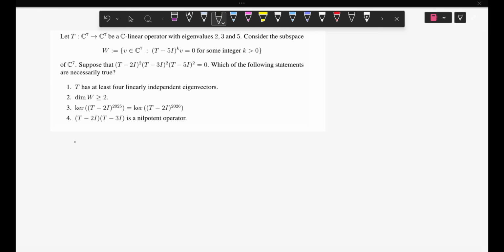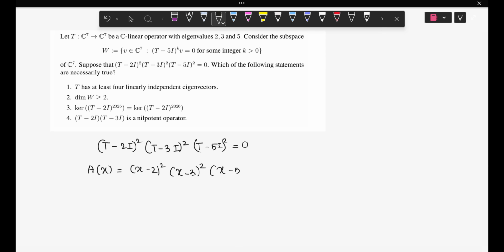Now, first, which is given to us. I can say that (T minus 2I) whole to the power 2, (T minus 3I) whole to the power 2, and (T minus 5I) whole to the power 2, this is equal to 0. So I can say that if I write a of x, this is (x minus 2) whole square, (x minus 3) whole square, and (x minus 5) whole square.